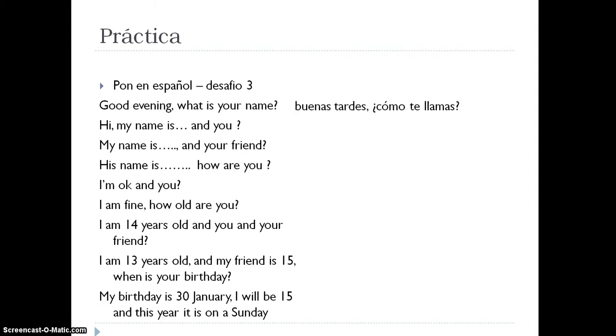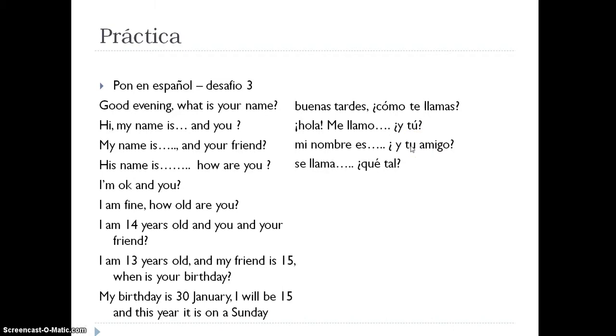Okay, so buenas tardes. Remember, buenas tardes. ¿Cómo te llamas? Because we're being informal, but you could say ¿cómo se llama? Possibly, although you probably wouldn't ask them their age later on. Hola, me llamo, y tú, remember your accent. Mi nombre es, y tu amigo, and your friend. Remember that it's your this time and not you, so we have no accent. Se llama, his name is. ¿Qué tal? You could have had ¿cómo estás? Estoy regular, ¿y tú? Estoy bien.